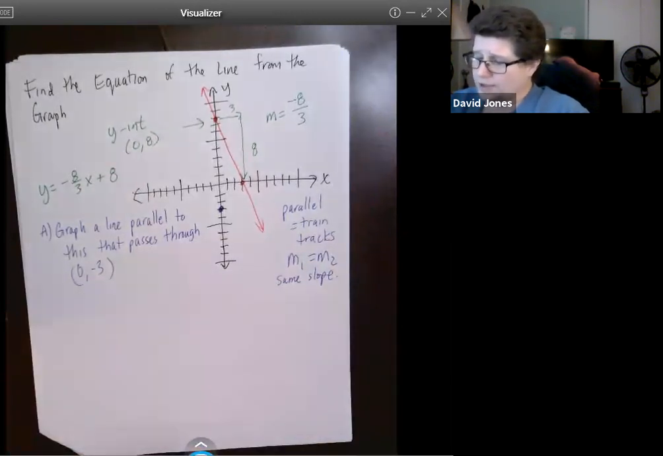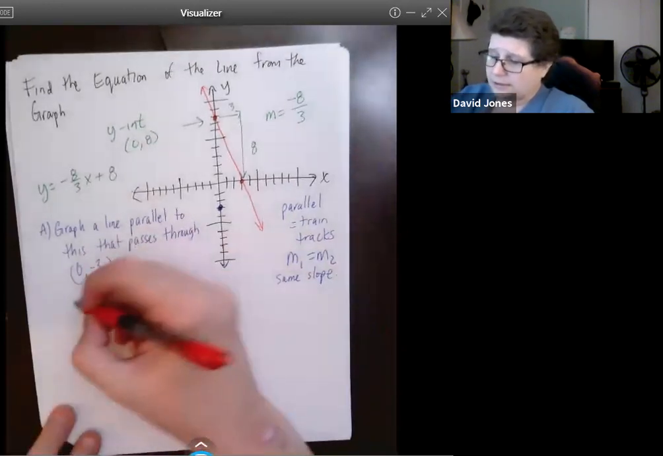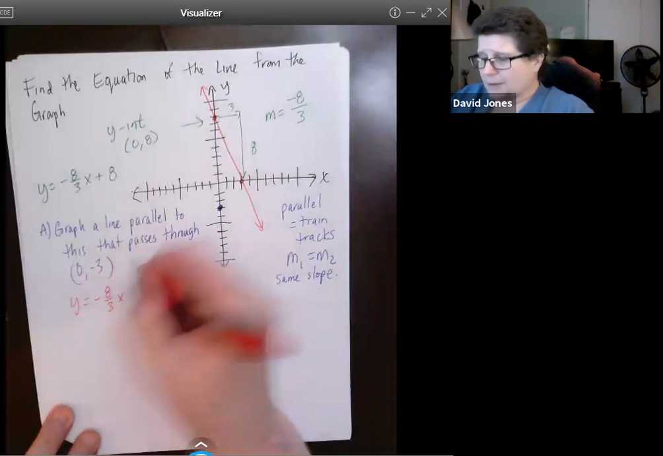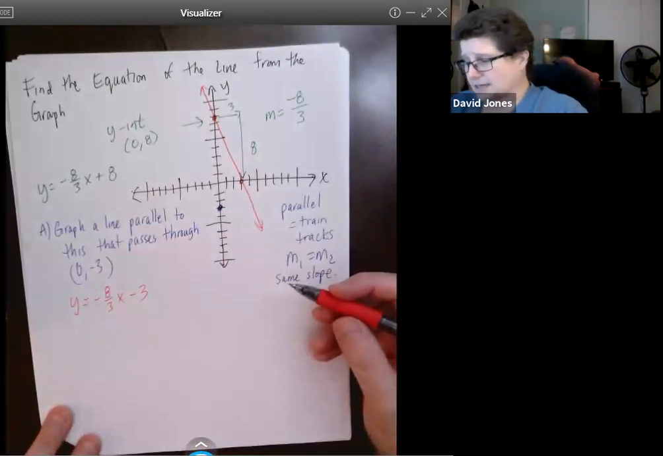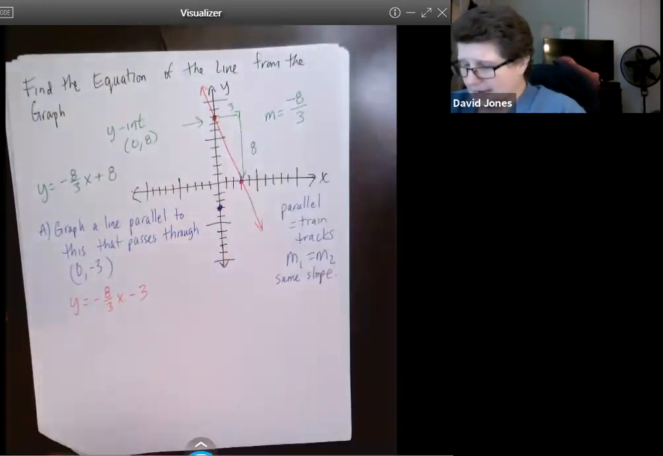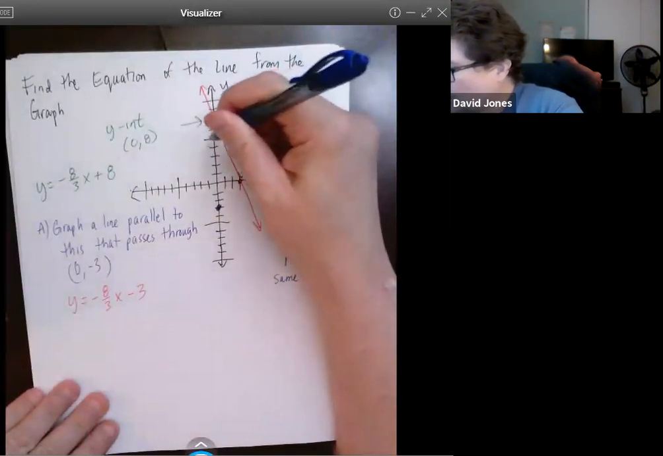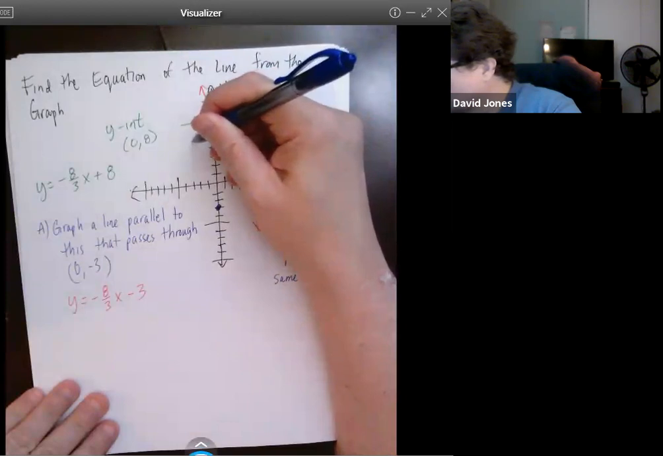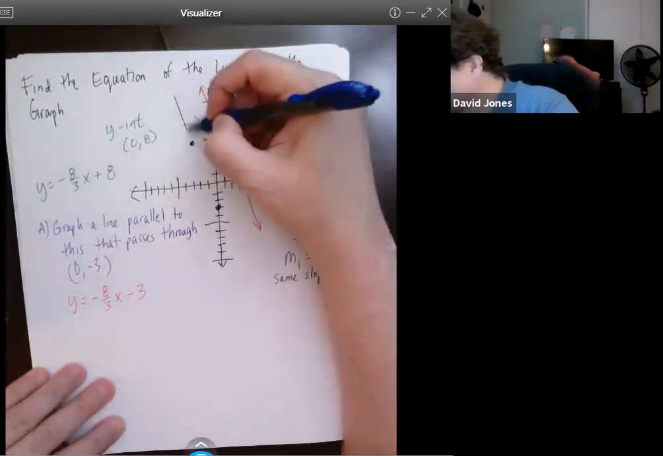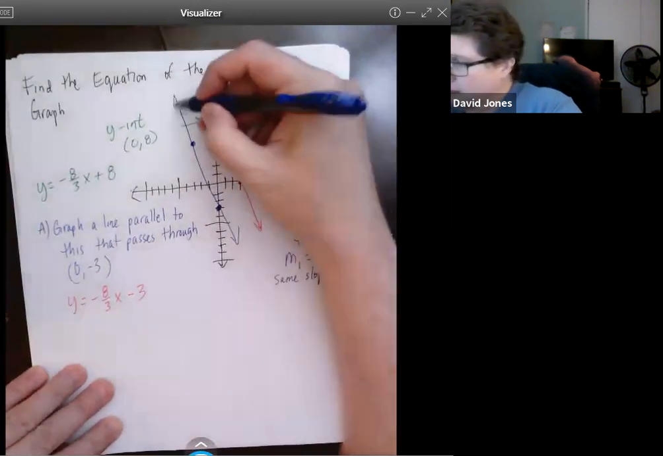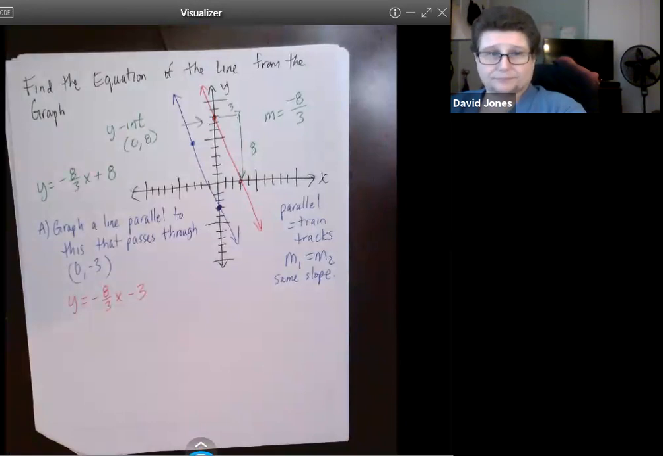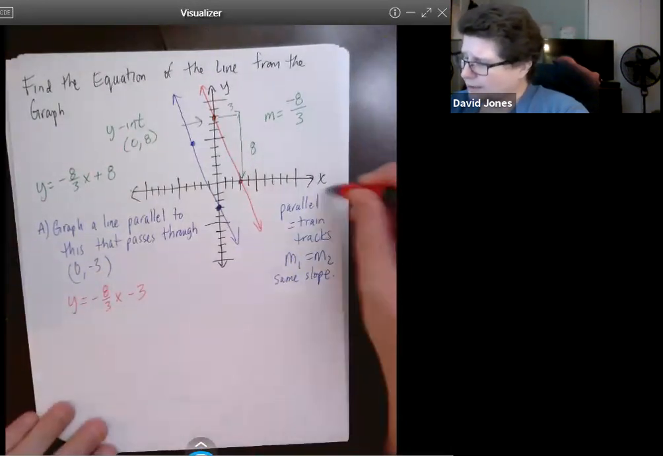Which means my equation is going to be y equals -8/3 x, and now my y-intercept is -3. And now I'm going to rise 8 and run -3. 1, 2, 3, 4, 5, 6, 7, 8. 1, 2, 3. Connect the dots, and I got the parallel line. So that's parallel. Parallel track or parallel has the same slope.